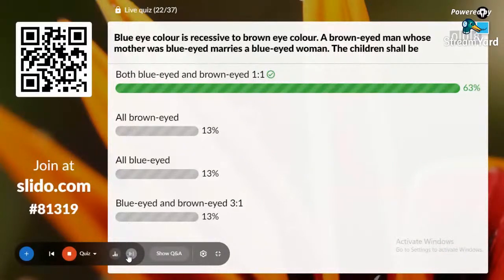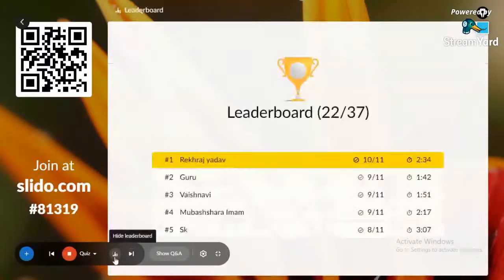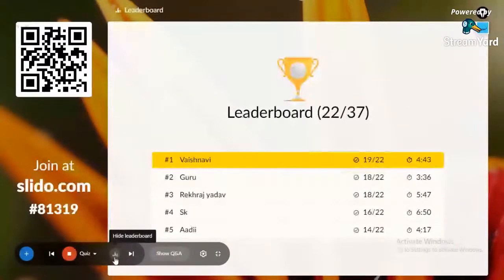Good. Let's have the second leaderboard for the day on the screen. All your eyes on the screen. Yes, we have 19 on 22 with Vaishnavi in the first position. Then we have 18 on 22 for Guru. Then 18 on 22 for Rekraj Yadav. I don't know what happened, came to the third. Then SK 16 on 22. Adi with 14 on 22.